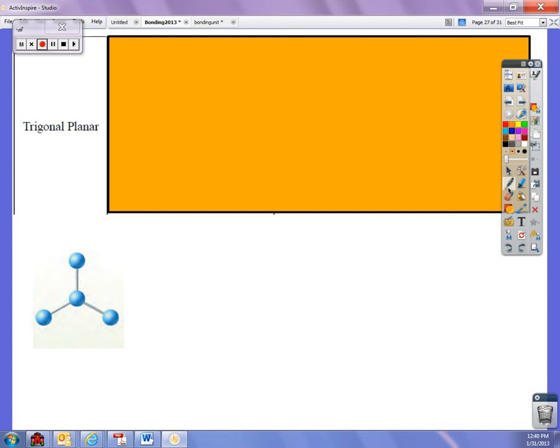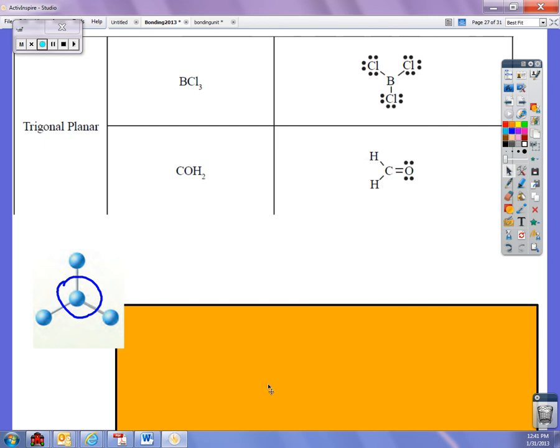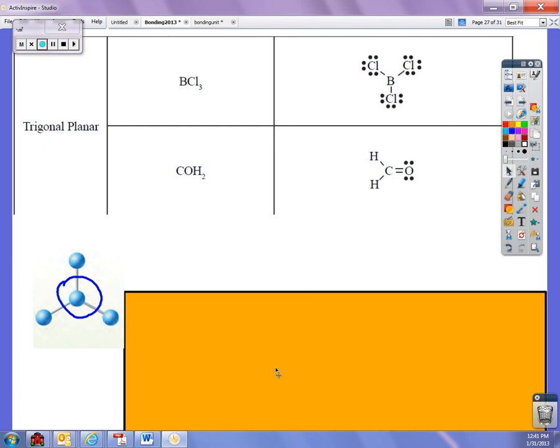So what you can see is that it's even Steven all the way around. It's perfectly symmetrical and beautiful. No electron pairs left over. So typically, it's going to be what? Nonpolar. So here are some examples.